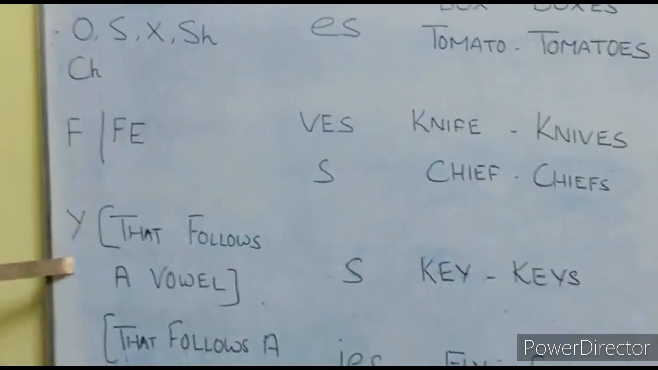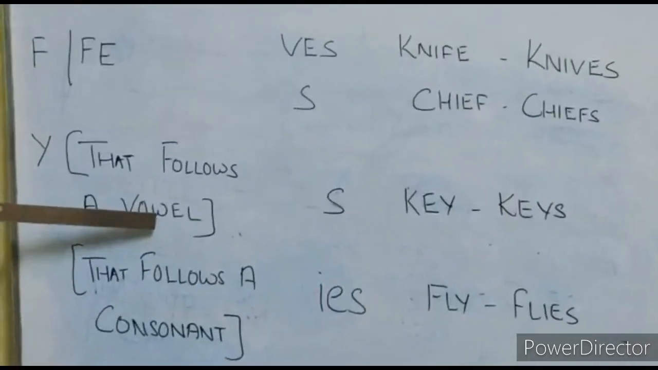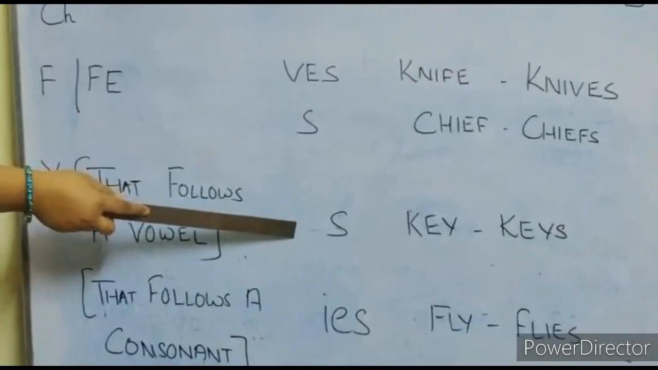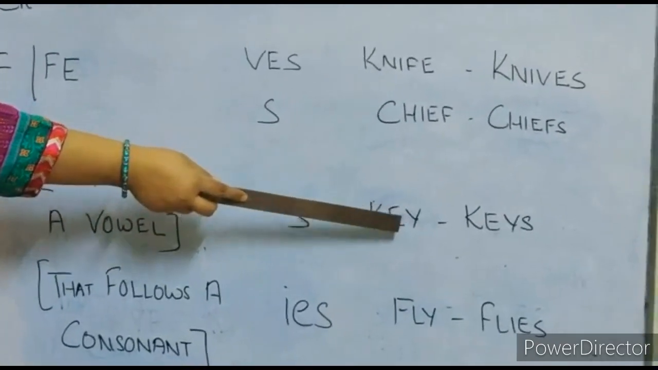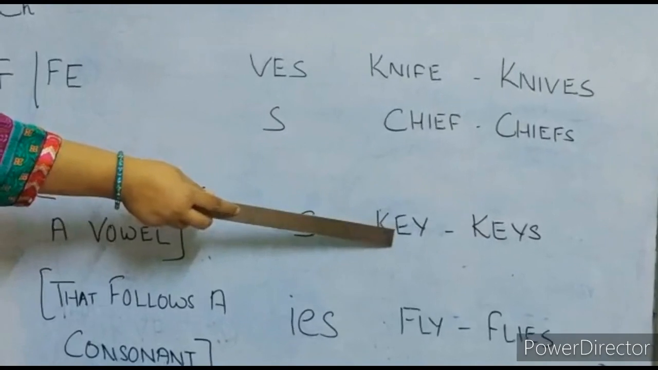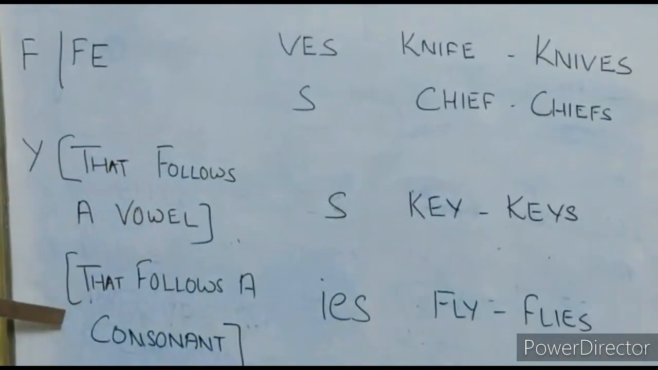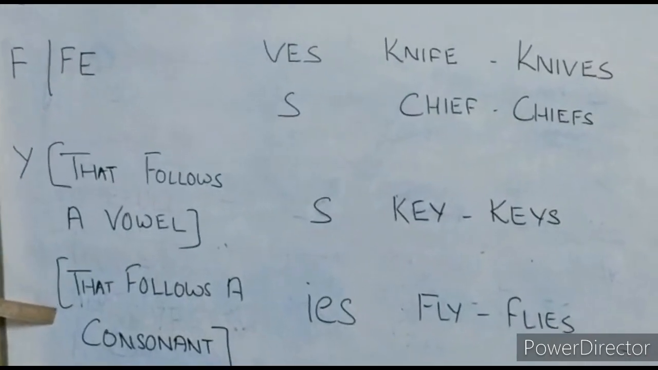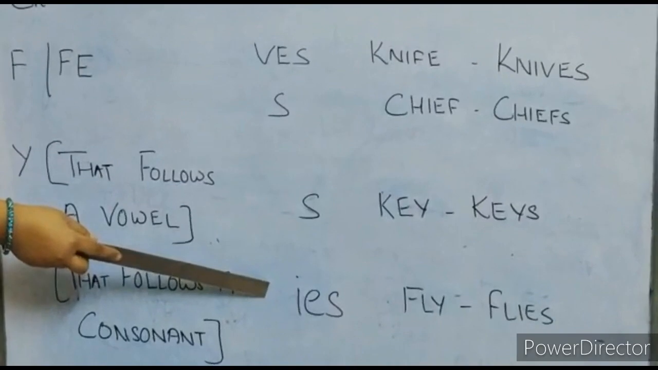Now, a word that ends with Y and follows a vowel, then we have to add S. So if a vowel is there before the Y, we will add S to make it plural. And if a consonant is there before the Y, we will add IES.